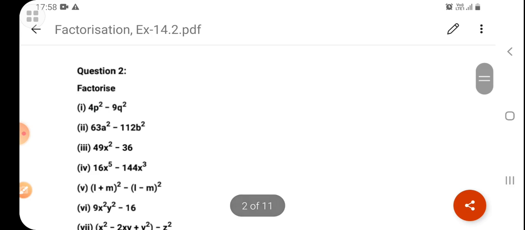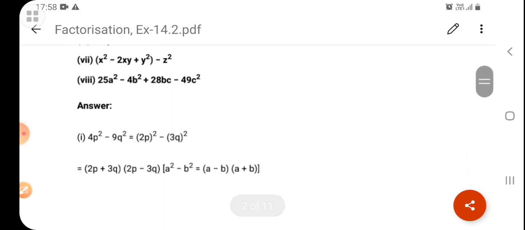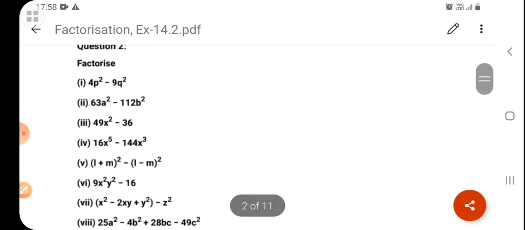Now come to the question number 2, factorize 4p square minus 9q square. So here we will see that it is a square minus b square form. So the factors are in the form of a plus b and a minus b. It is identity number third.